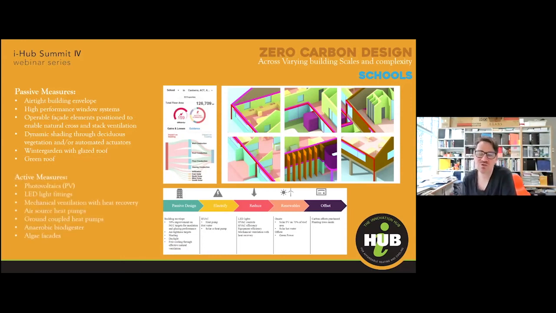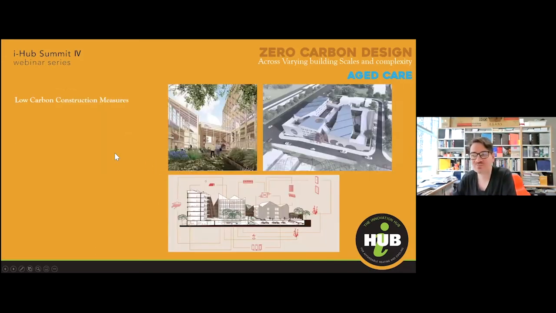For the active measures, we were looking into, again, photovoltaics, LEDs, mechanical ventilation, heat pumps and so forth. On a slightly more experimental note, we had suggestions for an algae facade, for instance, but anaerobic biodigesters were also suggested and tested for these particular sites.